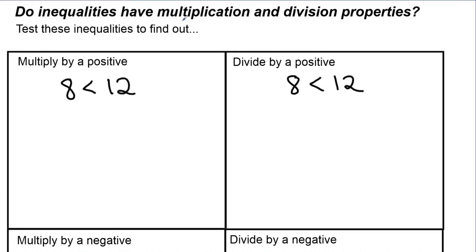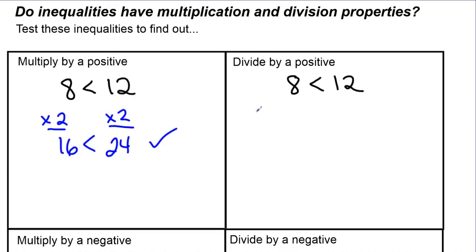Do inequalities have the multiplication and division properties? So we're going to test these much in the same way we did addition and subtraction. We're going to start with an inequality that is obviously true, 8 is less than 12, and we're going to test it by multiplying and dividing all the possible types of numbers that we could. So we're going to multiply both sides of this inequality by a positive, and I'm going to pick 2 because that's easy to do. So 8 times 2 is 16, and 12 times 2 is 24. 16 is less than 24. That checks out. So it seems that we can multiply both sides of an inequality by a positive number, and it will still remain true.